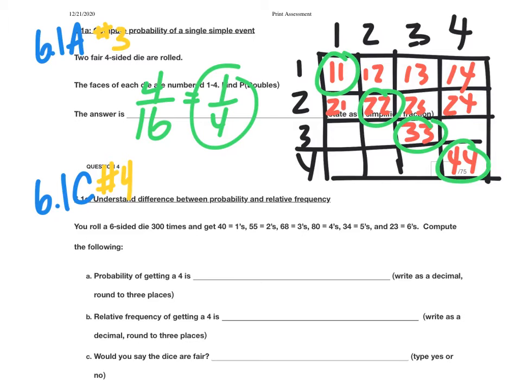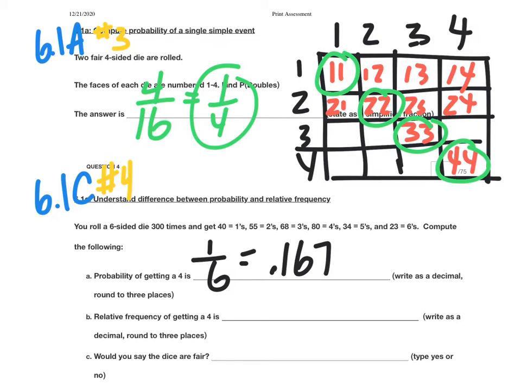So here we have a 6-sided die is rolled 300 times. Here's how many times they got a 1, 2, 3, 4, 5, and 6 of those 300 rolls. Compute the following. The probability of getting a 4, and I want it rounded to a decimal. Well, the probability is the theoretical answer. So on here, the probability of getting a 4 on a 6-sided die is going to be 1 out of 6. As a decimal, that's going to be 0.167, so about 16.7%.